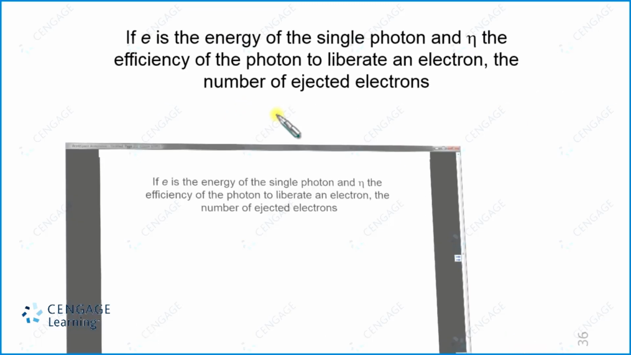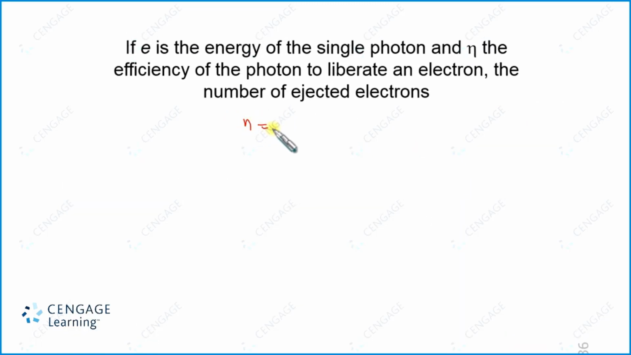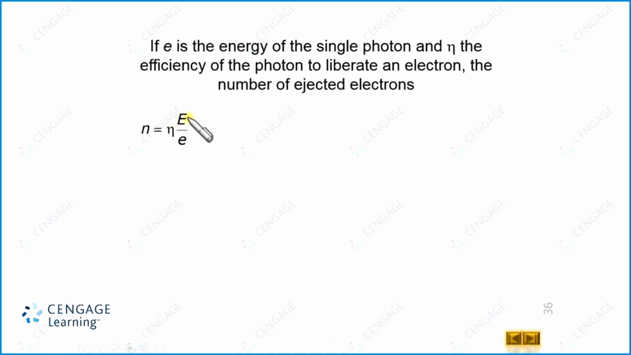That should be equal to small n, let us call this small n, equal to photon efficiency, say eta, times capital E divided by small e. We have calculated this value, the energy incident per unit time, and this is the energy of a photon. So this value comes to eta p r square divided by 4 small r square e. This is the number of the photoelectrons ejected from the metal surface.